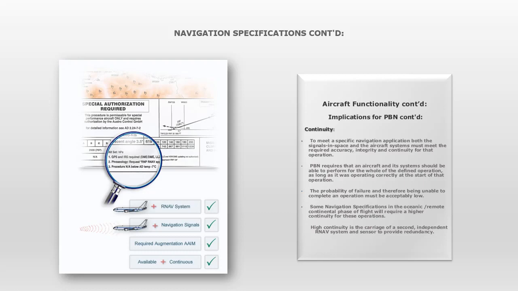Some navigation specifications in the oceanic/remote continental phase of flight will require a higher continuity for these operations. High continuity is the carriage of a second, independent RNAV system and sensor to provide redundancy.